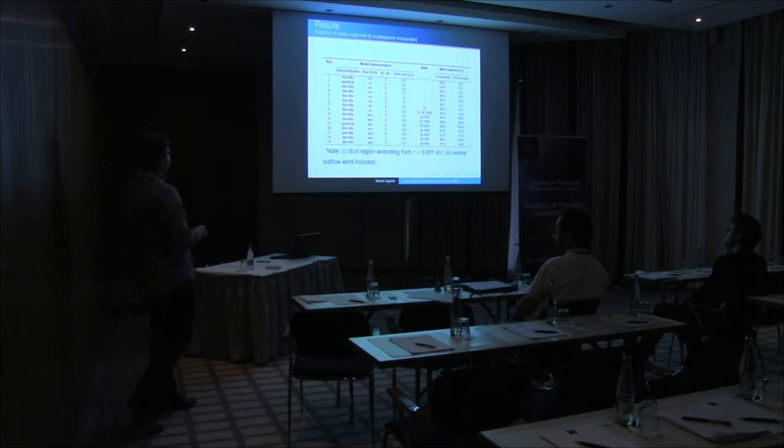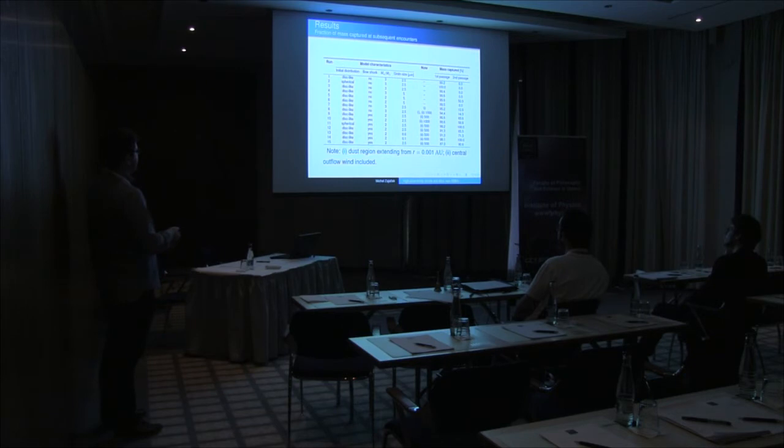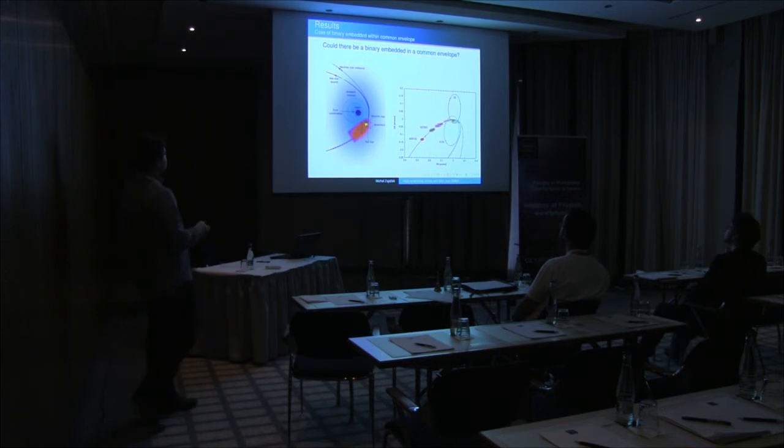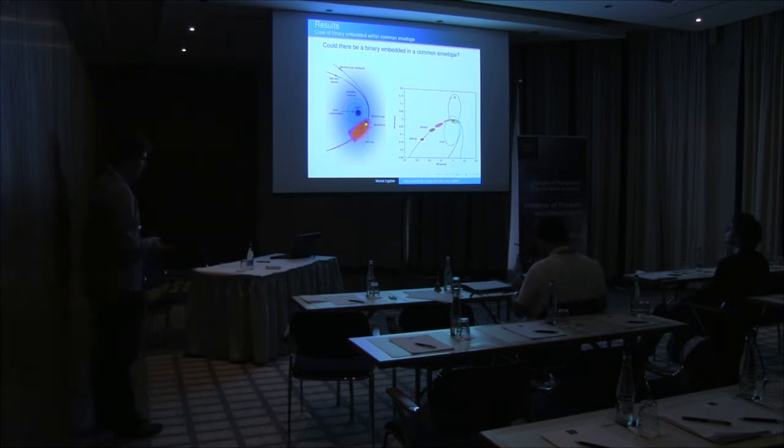So this table is a summary of mass captured. Most of the cloud is always captured, but when the star is involved, about 10% may stay orbiting and follow the original trajectory. Then we also discussed the scenario with a binary embedded in a common envelope.